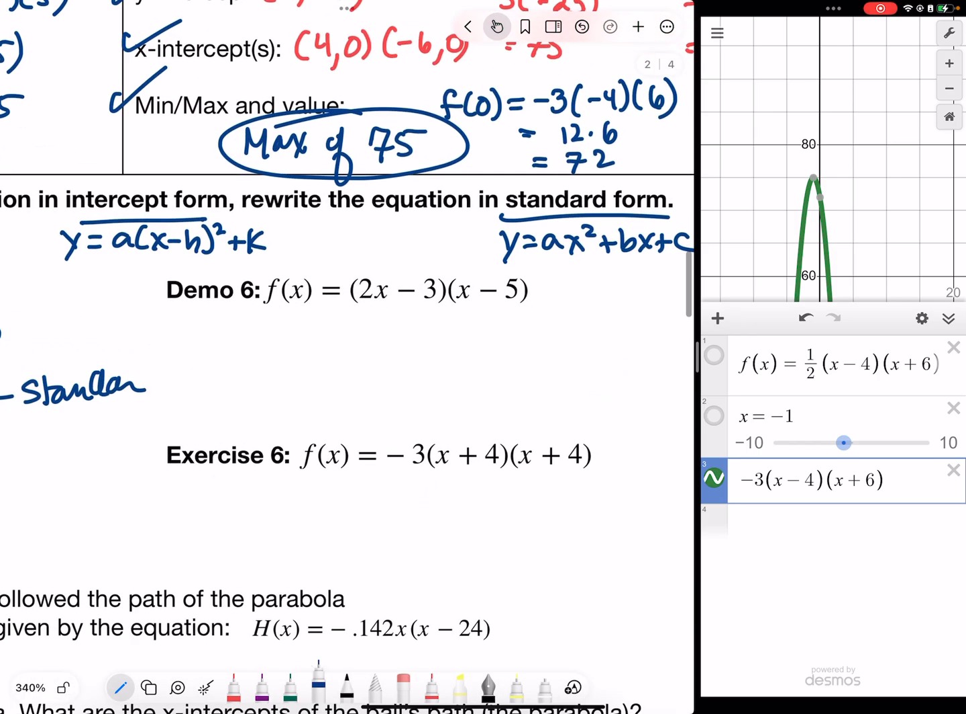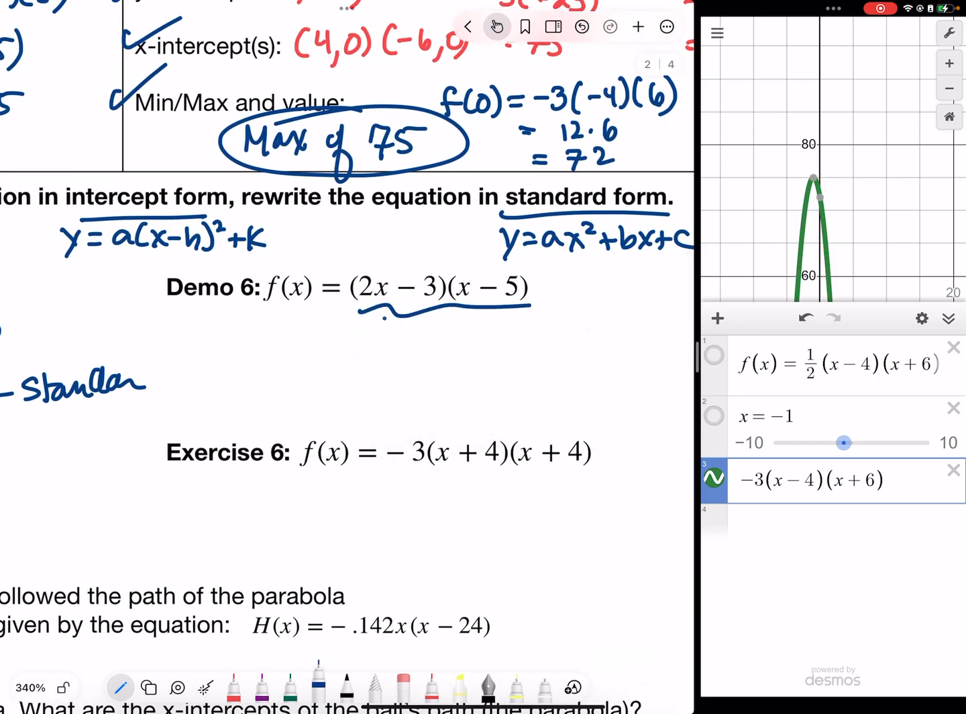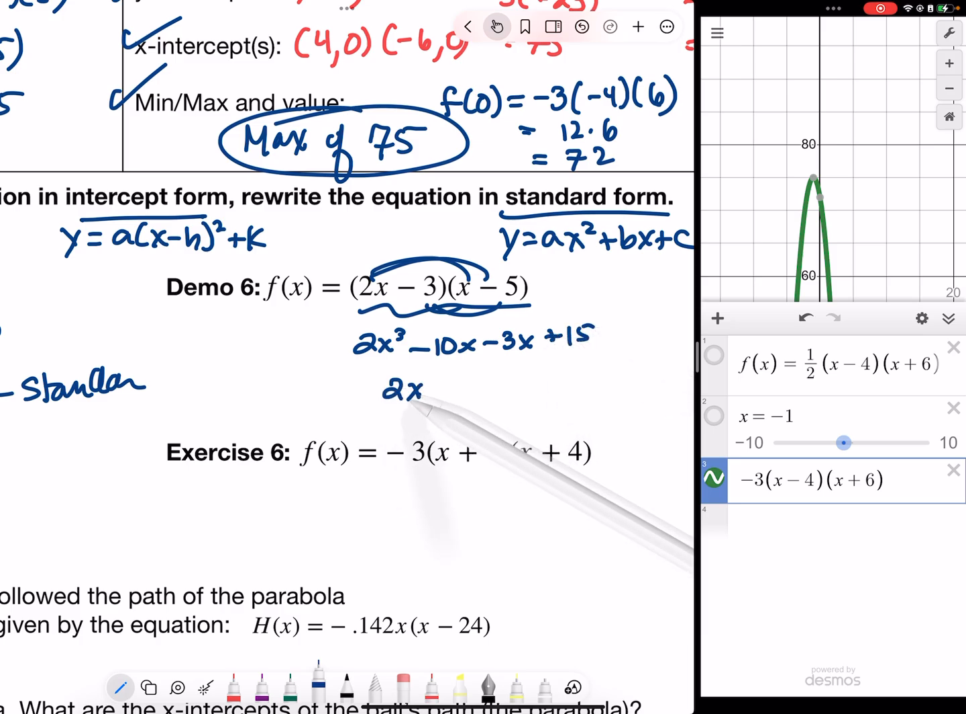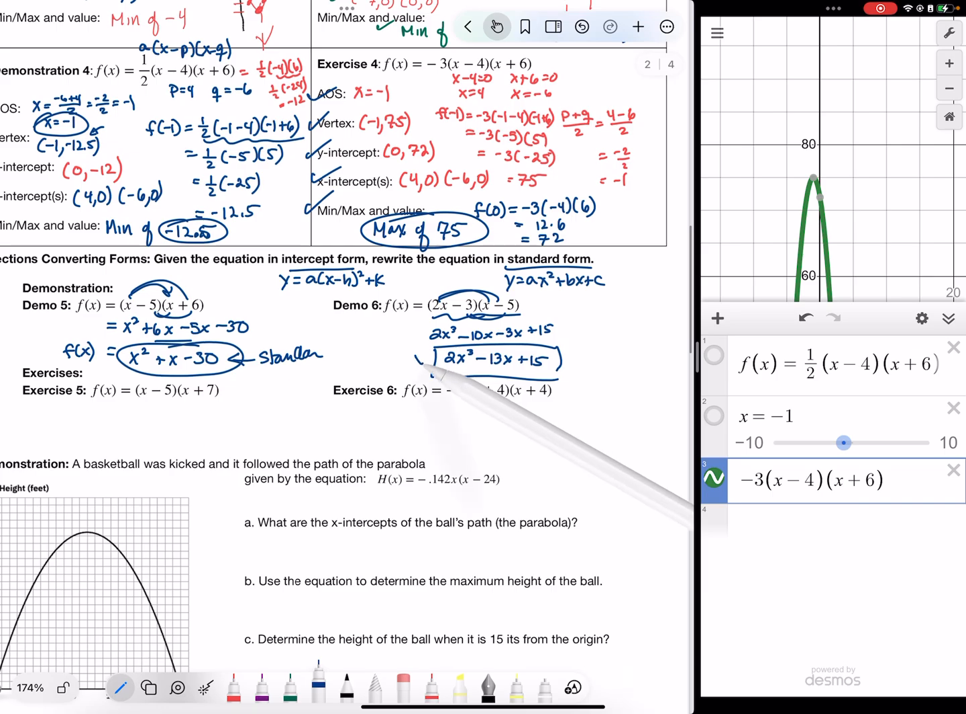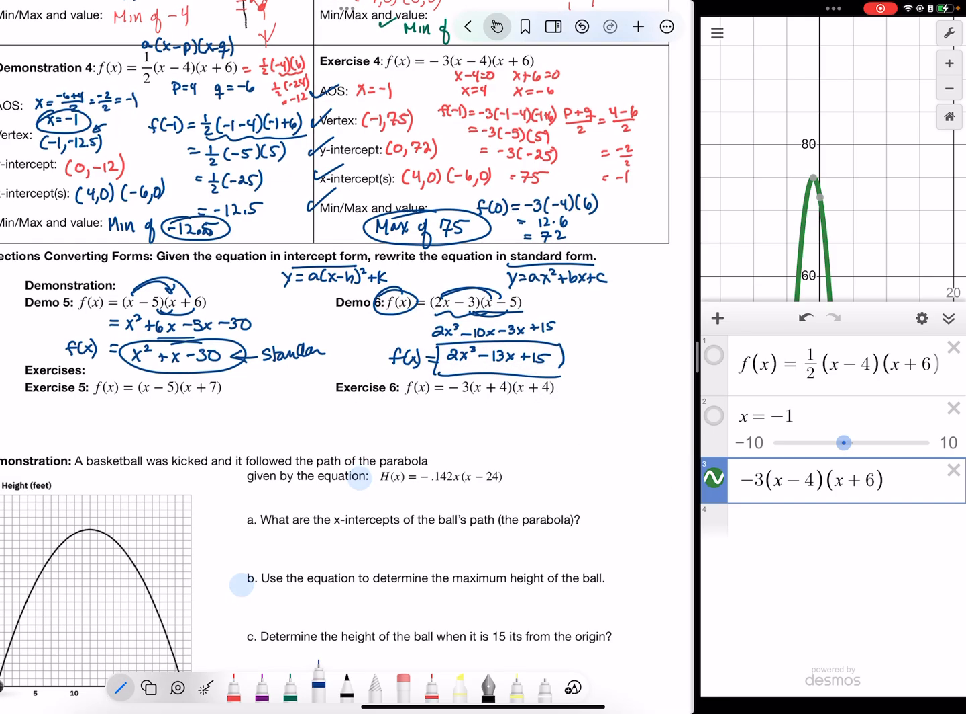Let's see another demo. I'm just going to multiply these together. 2x cubed minus 10x minus 3x plus 15. 2x cubed minus 13x plus 15. That'd be your final answer. This I should put y equals. Actually, I should put f of x equals. Right? They want me to take f of x and rewrite it in that standard form.